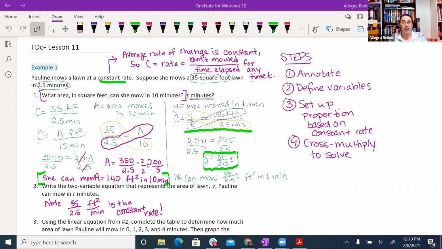And the second question that we are asked: write the two variable equation that represents the area of lawn that Pauline can mow in t minutes. Well, we just solved it in answering the second part of question 1. Y equals this 35 divided by 2 5/10 times t. Let's look at how it helps us to have this equation relating y and t.